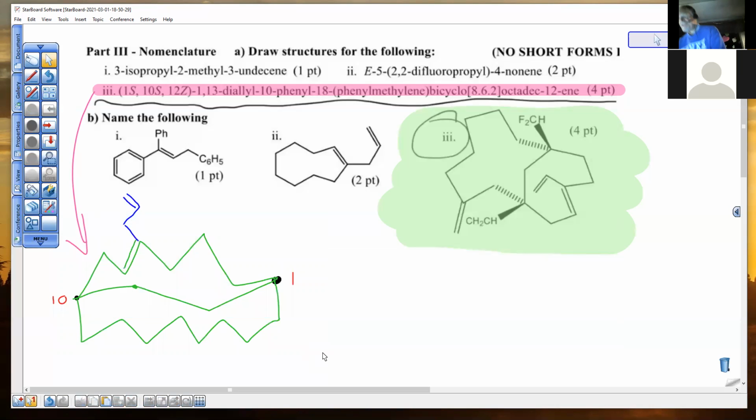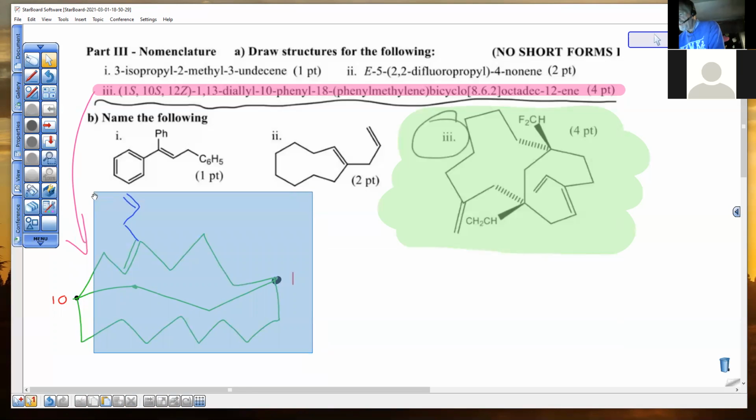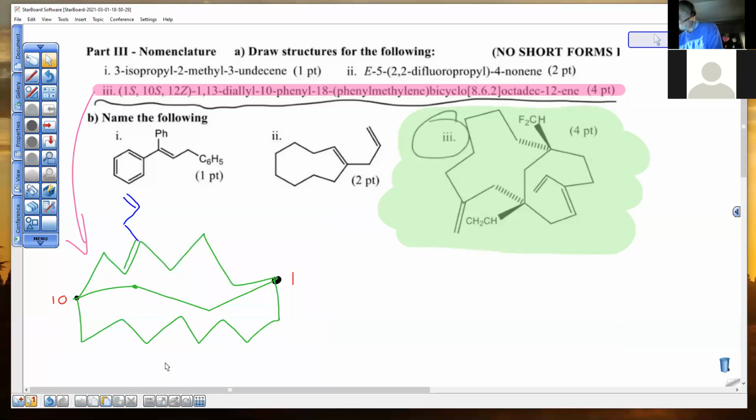It's a guarantee. Yes, it's a short form. It says no short forms. And I shouldn't have to say short forms. You're not allowed to use short forms on nomenclature. Phenyl.